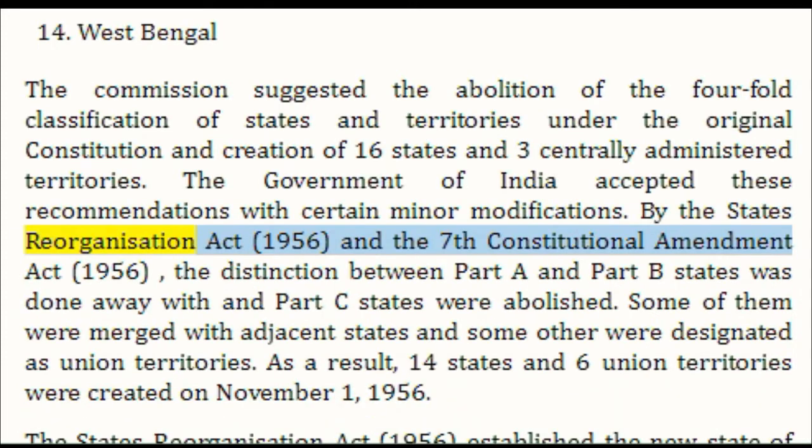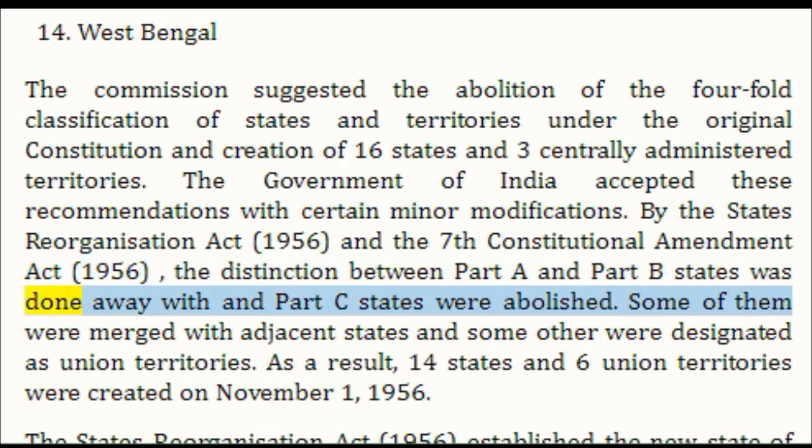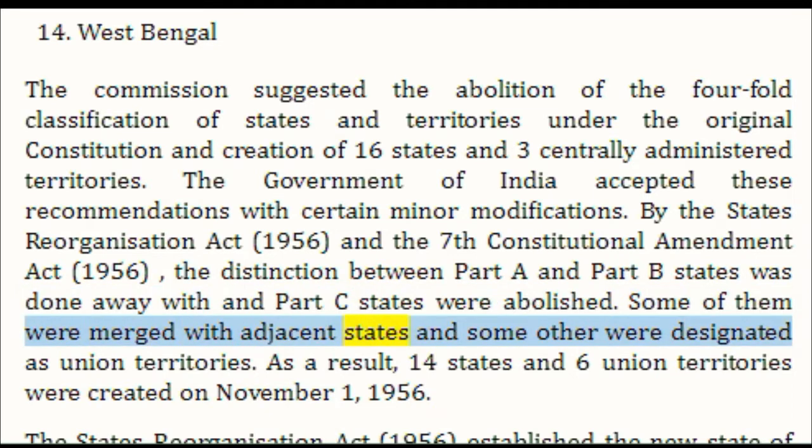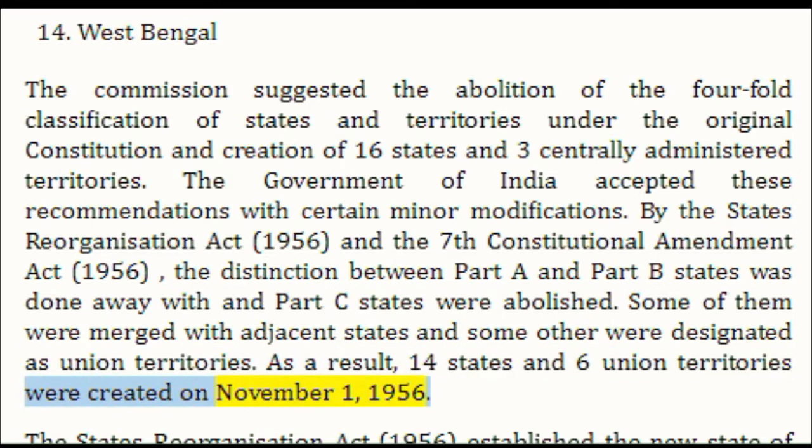By the States Reorganization Act, 1956, and the 7th Constitutional Amendment Act, 1956, the distinction between Part A and Part B states was done away with and Part C states were abolished. Some of them were merged with adjacent states, and some others were designated as union territories. As a result, 14 states and 6 union territories were created on 1st November 1956.